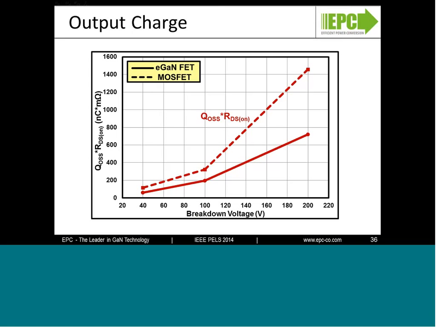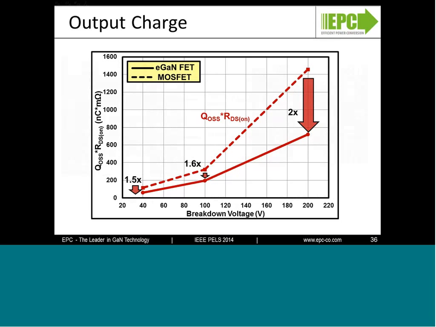So comparing an eGaN FET versus a MOSFET, you can see at 40 volts, GaN offers around a 1.5 times improvement over state-of-the-art silicon MOSFET. At 100 volts, we have around a 1.6 times advantage. And at 200 volts, we have around a 2x advantage over the best silicon MOSFET available today.